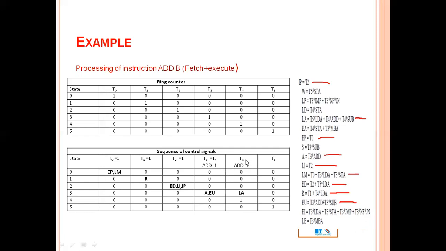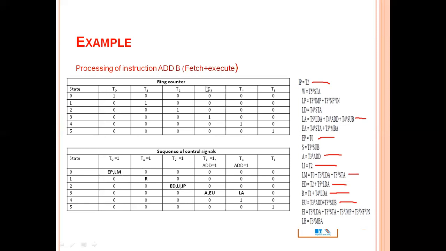When T4 comes here, that means T4 is equal to 1 and ADD is equal to 1. T4 1, ADD 1. Which line should be activated? See here, LA. LA here, T4 1, ADD 1. That means LA will be activated. Clear? After that, it is complete. It will go for the T5. Here, no function here, because all functions are 0. Then again, it will go to the T0, because again it will face another instruction. Clear? So this is the sequence of the instruction it will generate.